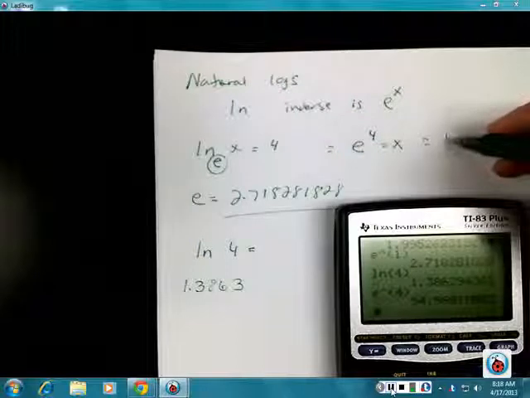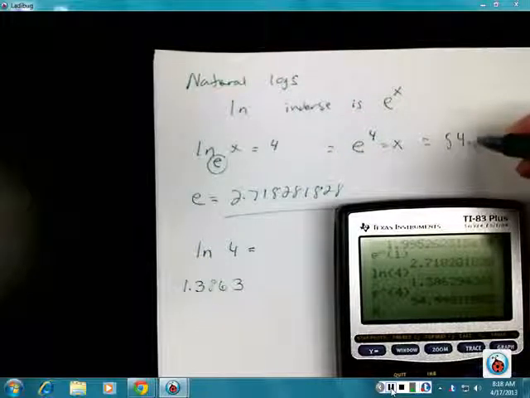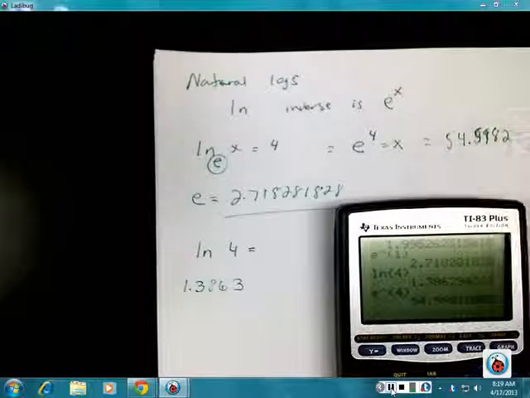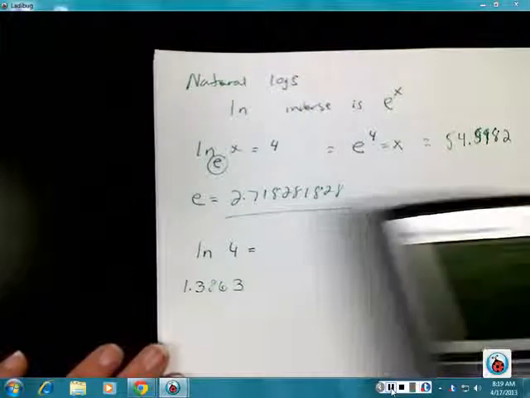So my answer to this one is 54.598, so 54.598 would be my answer. Yeah, so it's just the same thing of working those backwards and forwards.